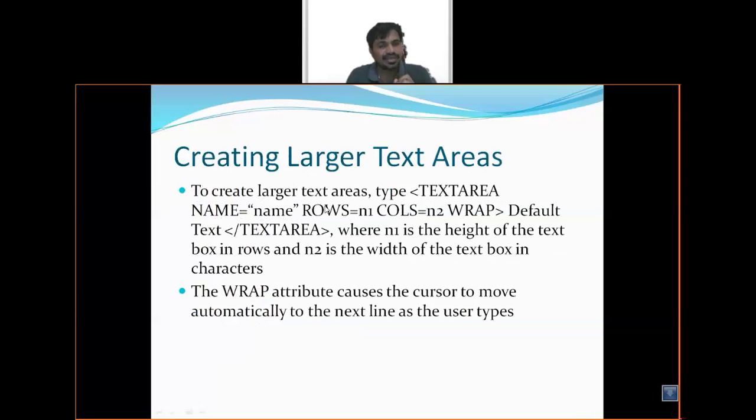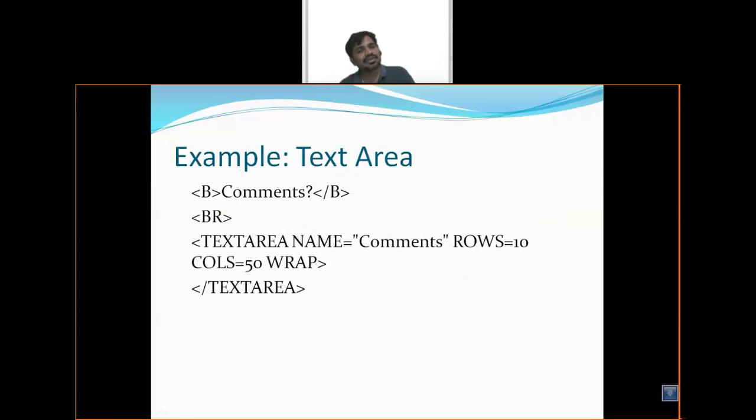Then you can write how many rows are required, how many columns are required. WRAP is there, the default text is having the text area. Where N1 is the height of the text box in rows, N2 is the width of the text box in characters. WRAP is the attribute that causes the cursor to move automatically to the next line for the user.